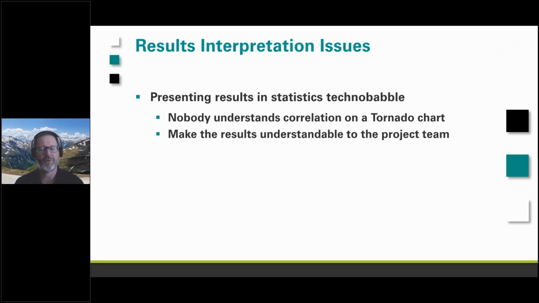Okay, the other thing that can happen is we present results in what I'll call technobabble, right? So we put the tornado chart up and tell the project team that there's an 80% correlation between this risk and the end of the project. And the project team looks at it and says, okay, but the next one's 75 and then 60. What does that mean? Well, you're getting into a discussion about Pearson's product moment, and pretty soon you're way off the 80-20 curve again. So what you need to do is make the results understandable to the project team.